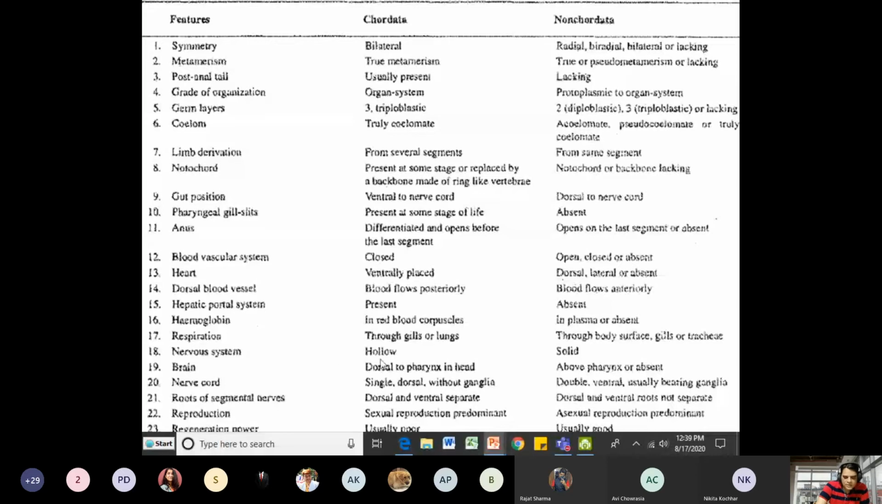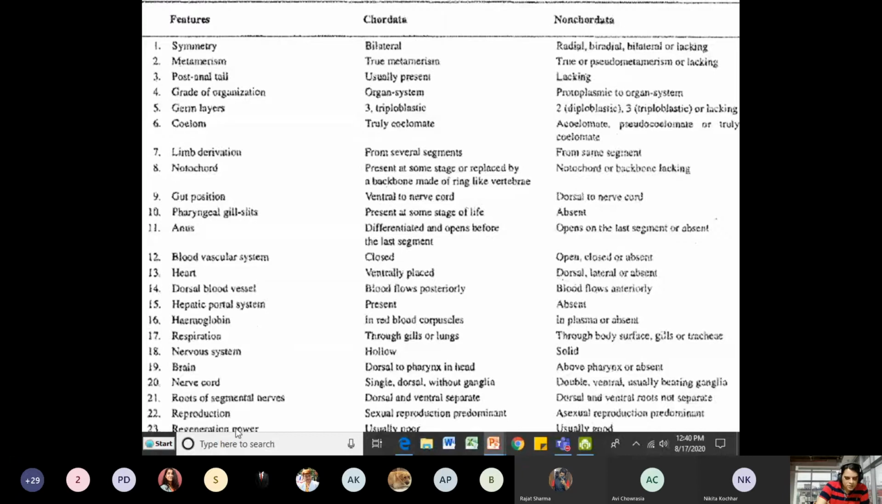Then respiration: we know that there are specific organs like gills and lungs in chordates, but it is performed by the body surface or sometimes by gills or gill-like structures in non-chordates. The brain remains protected within the skull in chordates, and no cephalization is seen in non-chordates. Nerve cord: single, dorsal, without ganglia, and usually hollow, whereas in non-chordates it is double, ventral, and usually bearing ganglia. Roots of segmental nerves, dorsal and ventral, are separate in chordates, whereas they are not separate in non-chordates.